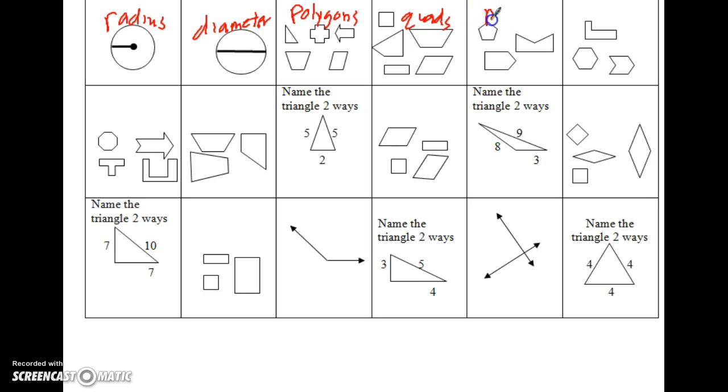These shapes all have 5, which makes them pentagons. These guys all have 6, which would make them hexagons. And over here, all of these have 8, which would make them octagons.